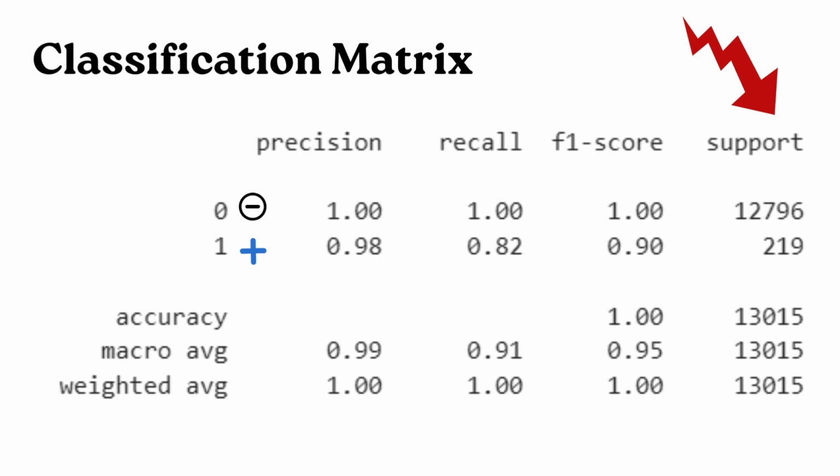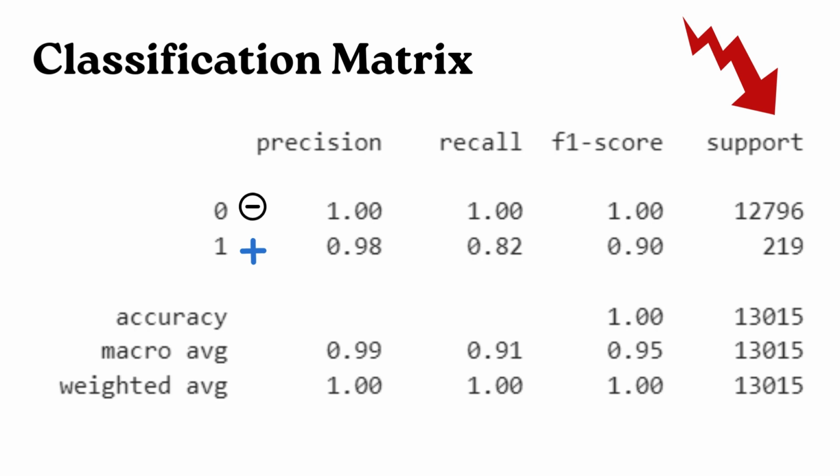If you look at the support column, the first row is telling us there are 12,796 that belong to the negative class. How do we know? If you look at the first row, left column, there is a zero. That means negative cases. The second row is positive cases. So there are 290 positive cases and 12,796 negative cases. Obviously, this data set is an imbalanced data set, with more negative than positive.